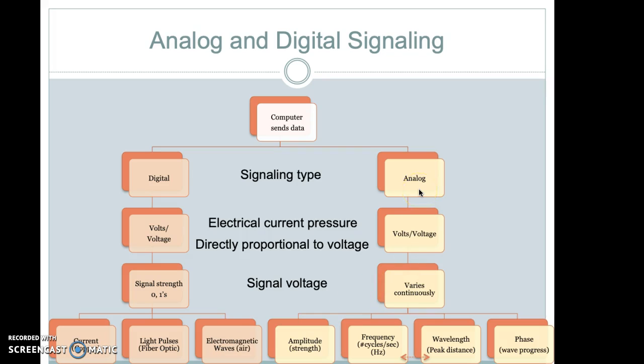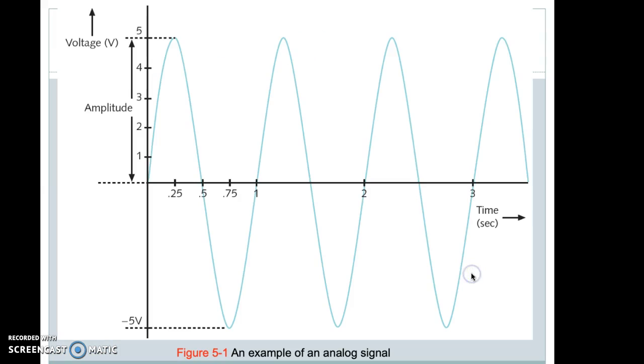Analog's a little trickier because the signal varies, and it can vary in amplitude, it can vary in frequency, which is the number of cycles per second in hertz, and then wavelength, peak distance, and also phase, the wave process. So analog varies considerably more, but it puts together how you can compare these two types of signals.